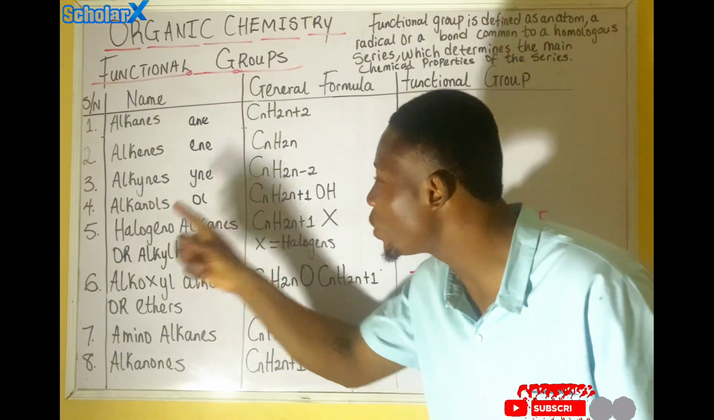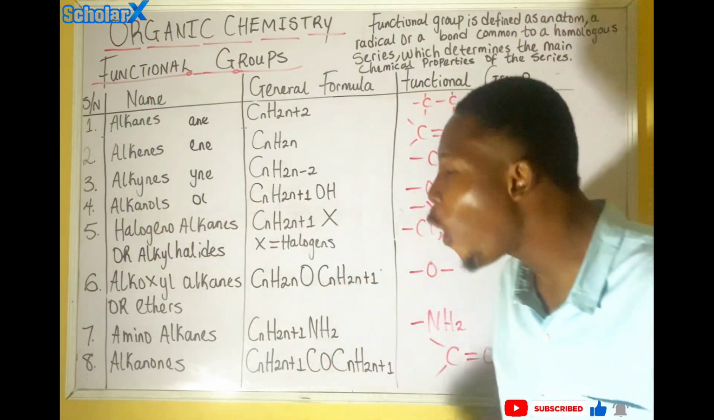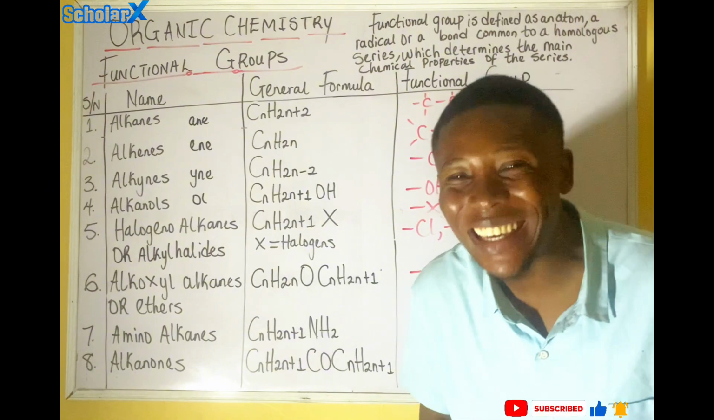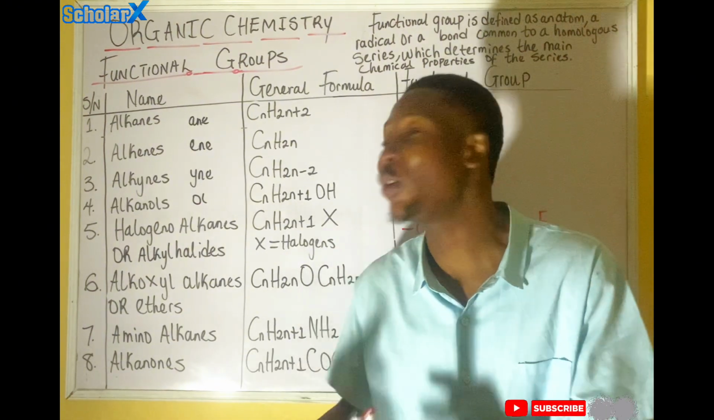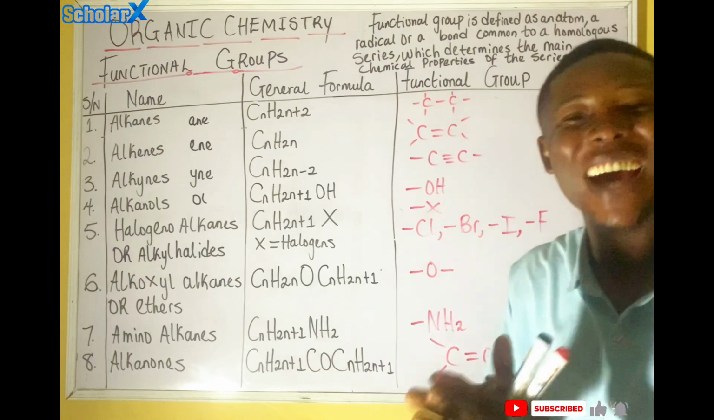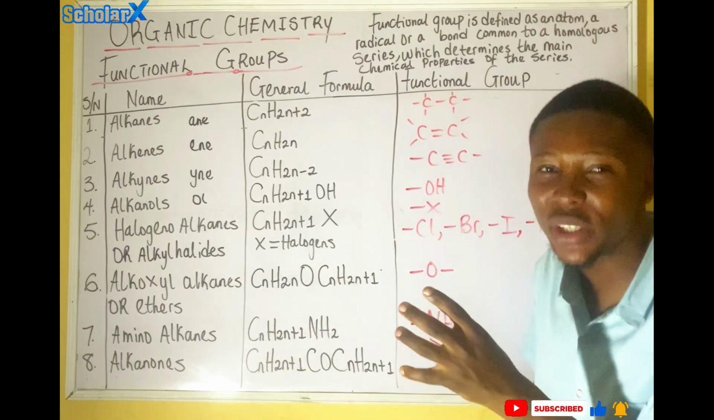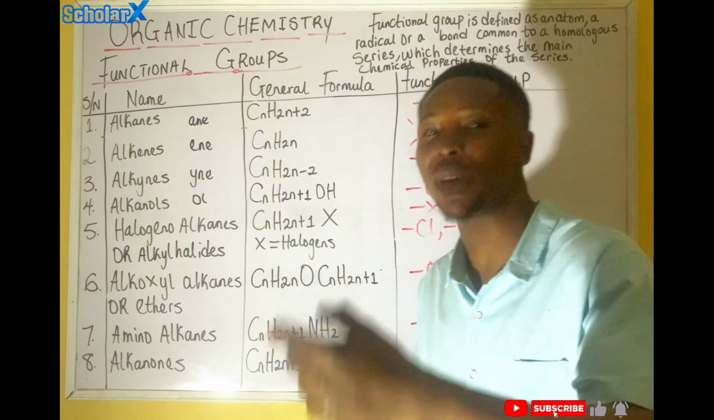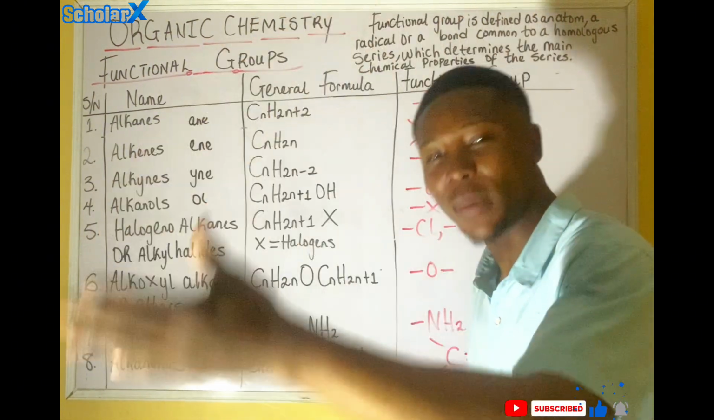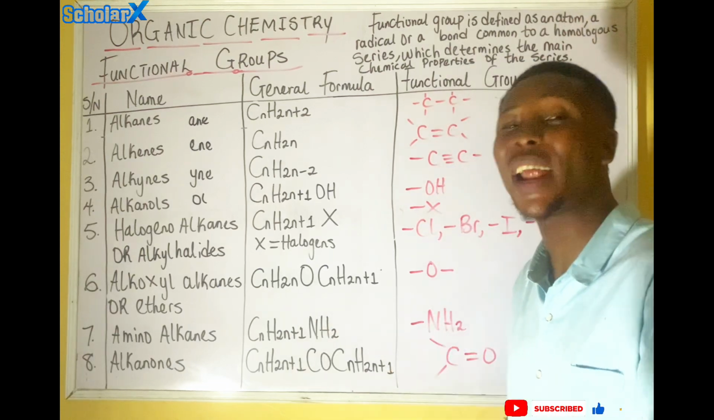All right, now let's look at the next one. The next one is halogenoalkanes, or you can also call them alkyl halides. These are the ones that carry the halogens. They always consist of substituents containing halogens.